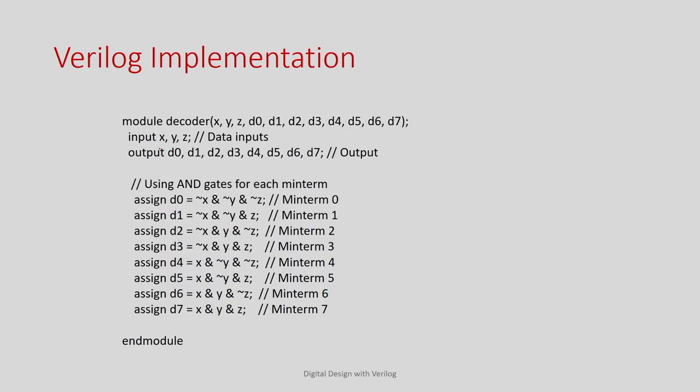It has X, Y, Z as input, and D 0 to D 7 as output. I am implementing 3 to 8, and you just assign these values. D 0 is X bar, Y bar, Z bar, D 1 is X bar, Y bar, Z, and so on, right. This is a very simple implementation.